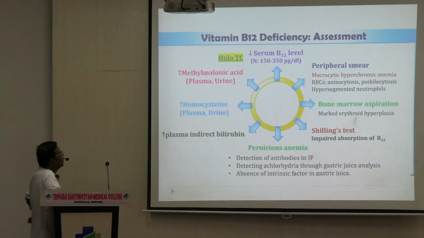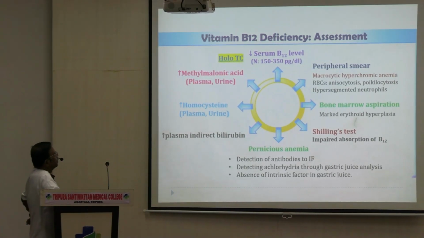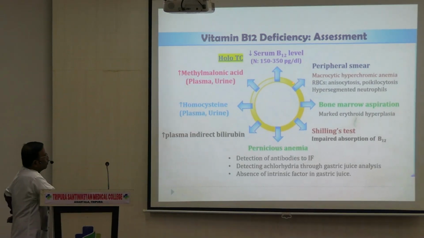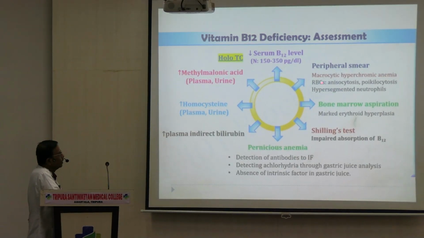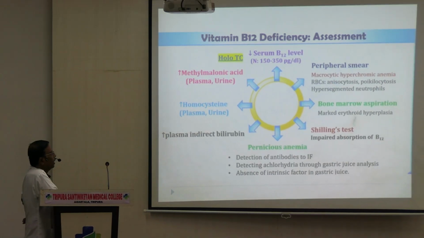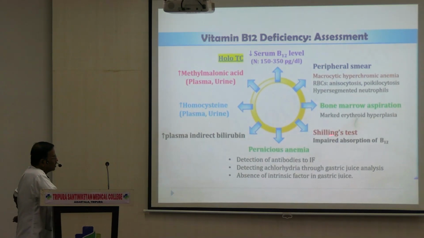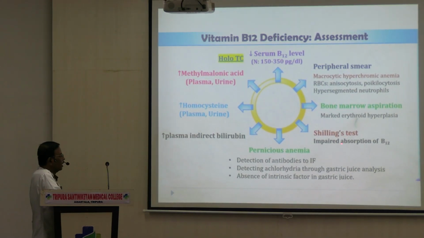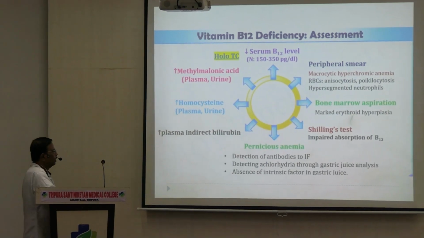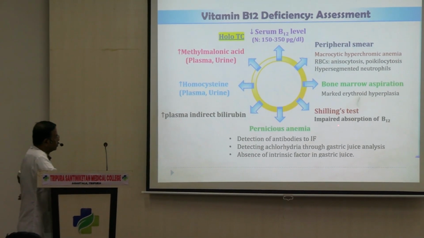Vitamin B12 deficiency assessment is done by estimation of vitamin B12. This is the normal level of vitamin B12. Then in the peripheral smear, indirectly, we will find macrocytic anemia. Bone marrow will show hyperplasia. The Schilling test is not done nowadays. Here radioactive vitamin B12 is given to see the status of body vitamin B12. Now it is not done.